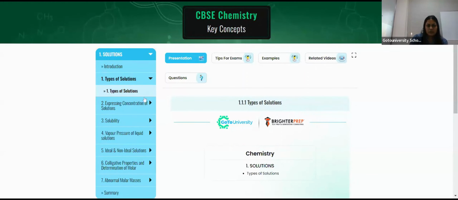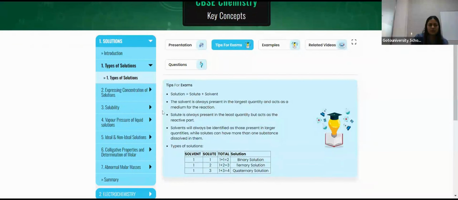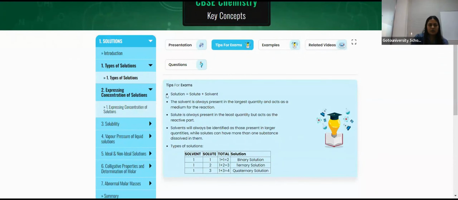Right, let's see with types of solution. There are tips for exam, for concentration of solution, for each and every subtopic. Okay, so you can have thorough reading here. You can prepare well for exam, right?